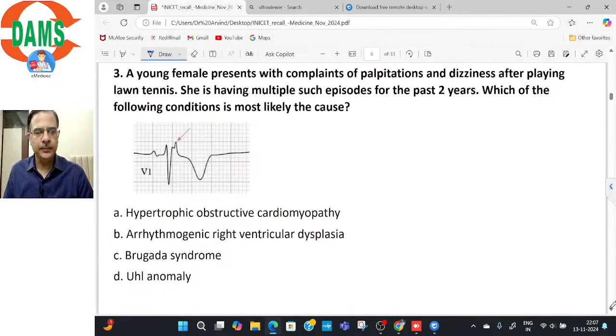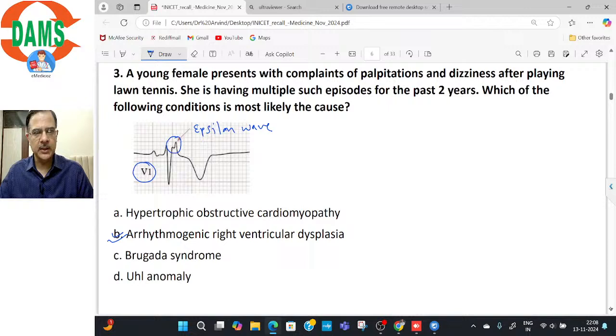The question is: a young female presents with palpitations and dizziness after playing lawn tennis. She has had multiple such episodes for the past 2 years. Which of the following conditions is most likely the cause? Here an ECG, lead V1, is given, and after the QRS complex we can see double slurring. This is typically an epsilon wave.